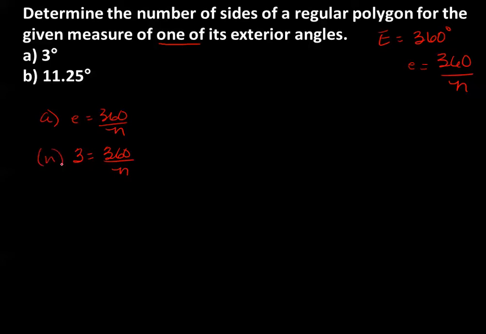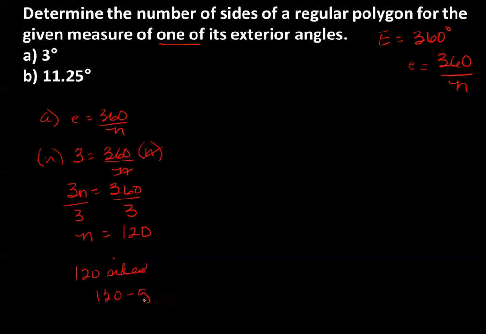I'm going to multiply both sides by n to get it out of the denominator. So I have 3n equals 360. Remember, those reduce to 1, so they're gone. I'm going to divide both sides by 3. And that gives me 120. So it has 120 sides, a 120-gon. Wow, that's almost a circle, I bet.